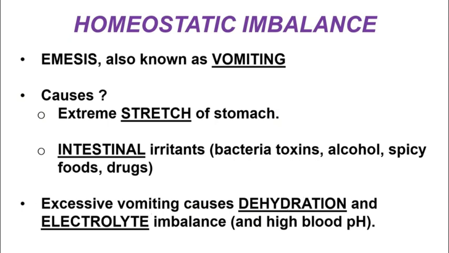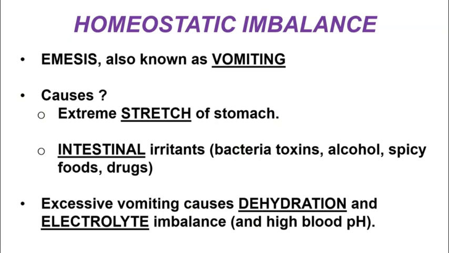And most of that is going to be water. And so excessive vomiting is going to cause pretty significant dehydration because we're going to be losing a lot of water. It also causes electrolyte imbalances. And it also results in particularly high blood pH. So what will happen during vomiting is we lose stomach acid, and our stomach will try to replace that lost acid by creating new acid.